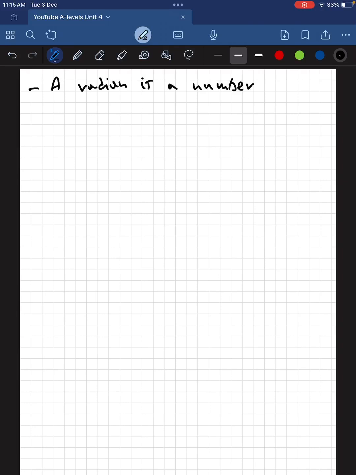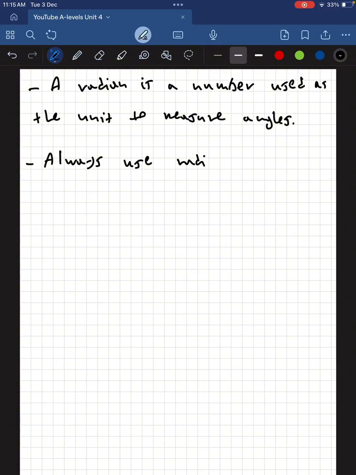So radian is a number used as the unit to measure angles, okay? And please always use radians, not degrees, when you work with circular motion, but also in physics in general, it's better to use radians. And the reason is simple. So remember, we just defined theta to be s over r. So s is theta times r.